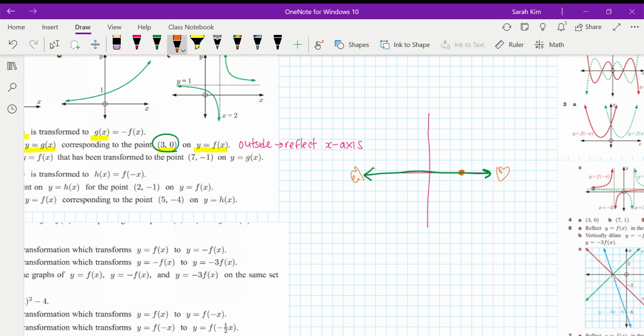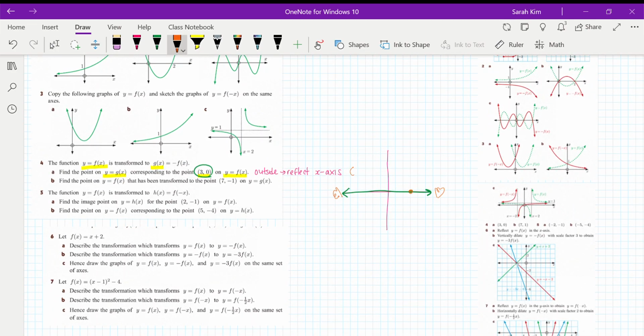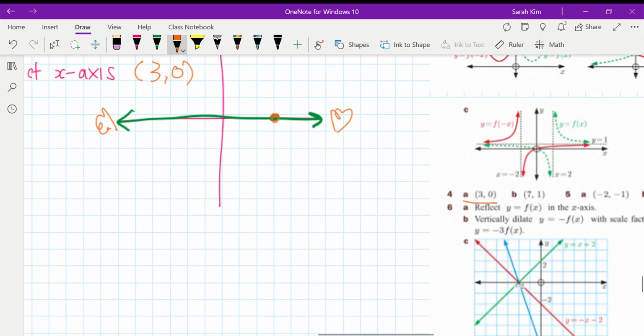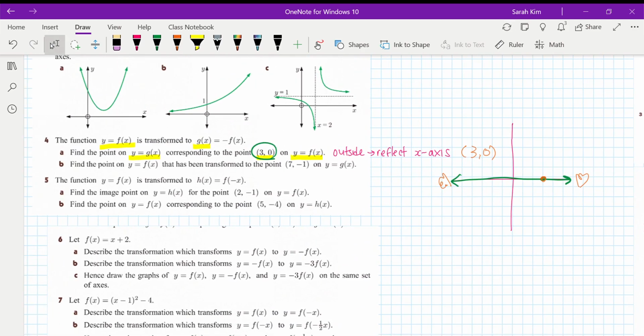Where would it go? Well, it'll actually just stay on that one, I reckon. So my answer, I think, is just going to be (3, 0). Let's check. It sure is (3, 0) over here in the answers. It actually doesn't change because it was on that x-axis. We can't reflect it any further.